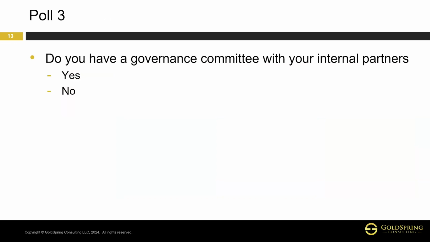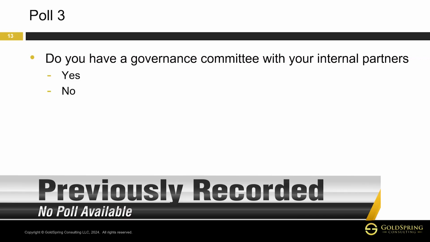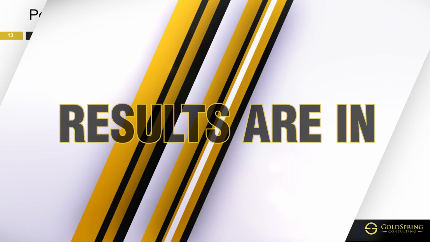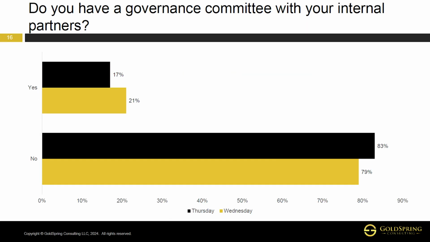Okay. So I'm just going to throw out a question here for you at the moment. We'll have a little pause while I regain my breath and ask you the 3rd poll question, which is, do you have a governance committee with your internal stakeholders or partners? Yes or no? Okay. So a very similar result to yesterday. 17% of people use a governance committee to manage your policy and travel, versus 83% that don't. Yesterday it was about 20%, 80%, or I think it was 21% yesterday.